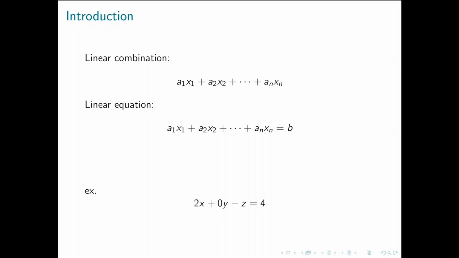So here's an example of a linear equation written in this form. I have a linear combination of x, y, and z. x has a coefficient of 2, y has a coefficient of 0. In this case, we just wouldn't write the y term, but if I didn't, it's implied that the coefficient is 0, and z has a coefficient of -1, and those are equal to the constant 4.